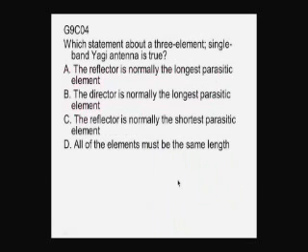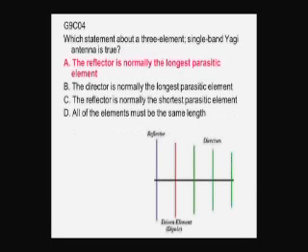Which statement about a three-element single-band Yagi antenna is true? Again, if you have the picture of the antenna in your mind, you'll be able to sort this out. The reflector is normally the longest parasitic element. The reflector is the longest parasitic element.